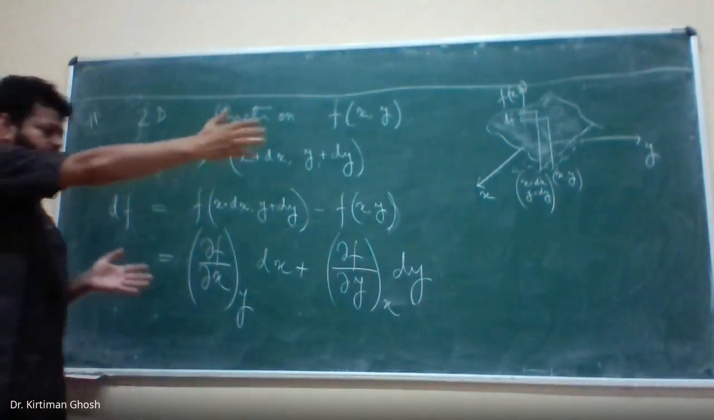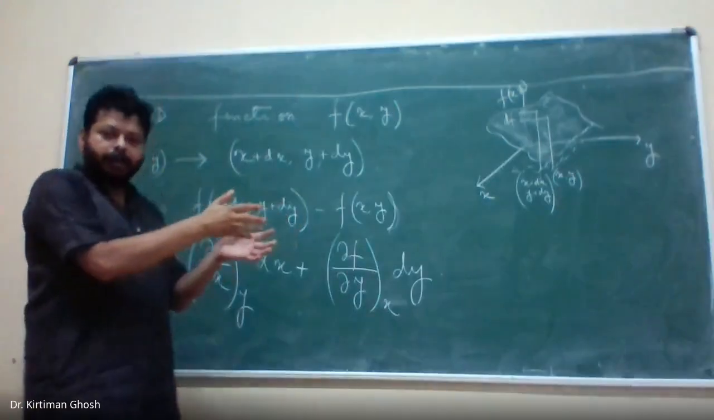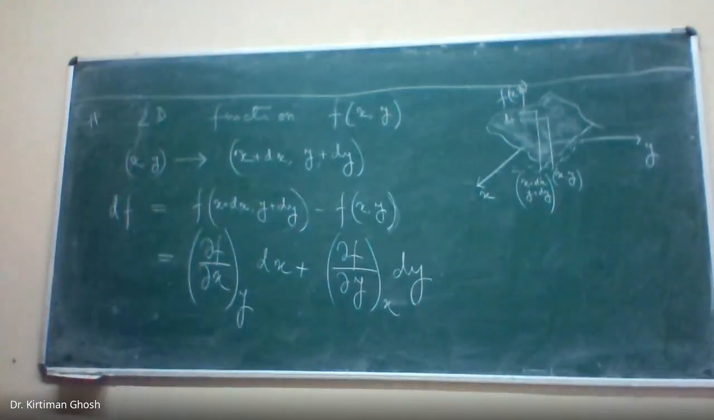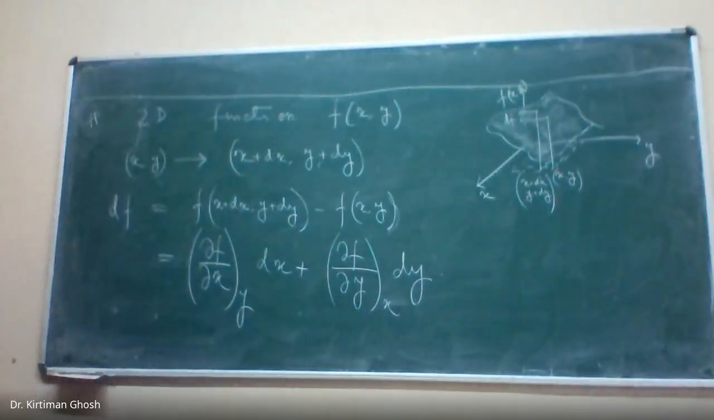You will have other terms where you can have dx square, dy square, or dx dy, this kind of cross term. But as long as we assume that dx and dy are infinitesimally small, you can ignore those terms.